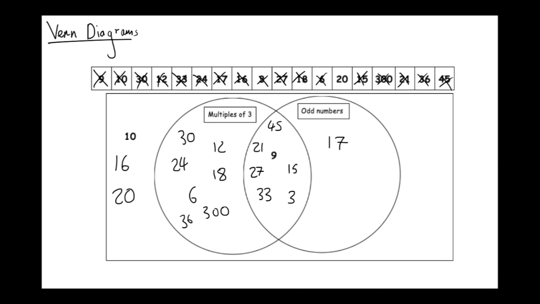Okay, so let's just think quickly about what these regions mean on this question. In here, this is a multiple of 3 and odd. Okay, so multiple of 3 and odd. This region here is odd, but not a multiple of 3. In here is a multiple of 3, but not odd. And out here is even and not a multiple of 3.